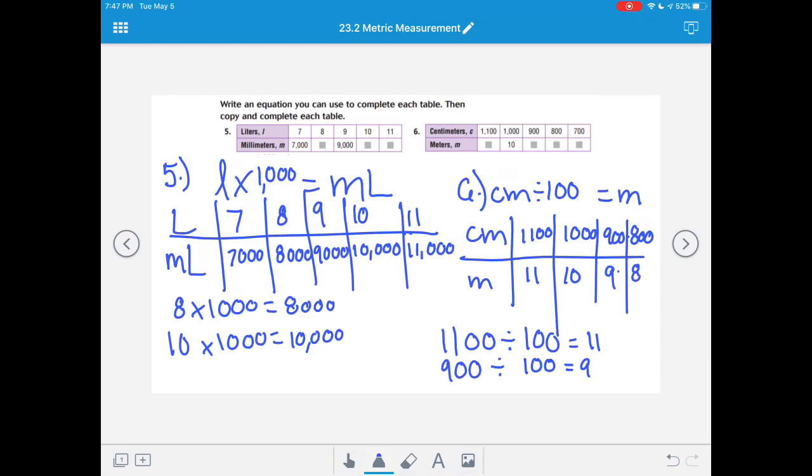800 divided by 100 equals 8. And then last but not least, 700 divided by 100 would equal 7.